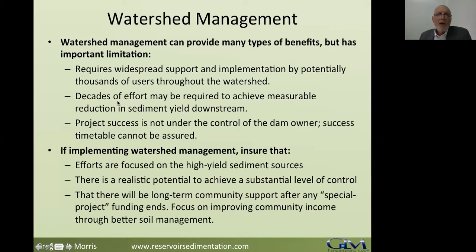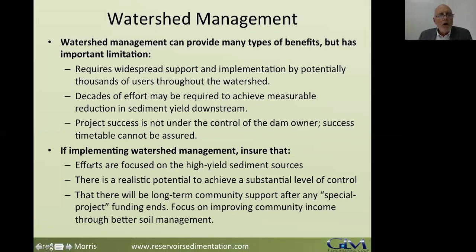control. So basically for watershed management, you need to look at getting the support and implementation by the users in the watershed, and they may number in the thousands. Decades of effort may be required to achieve measurable reduction in sediment downstream, and the project success is not under the control of the dam owner. So you can't be assured of a timetable. If you have a sedimentation problem, typically you're not going to be able to say, well, we're going to do watershed management and it's going to solve the problem.